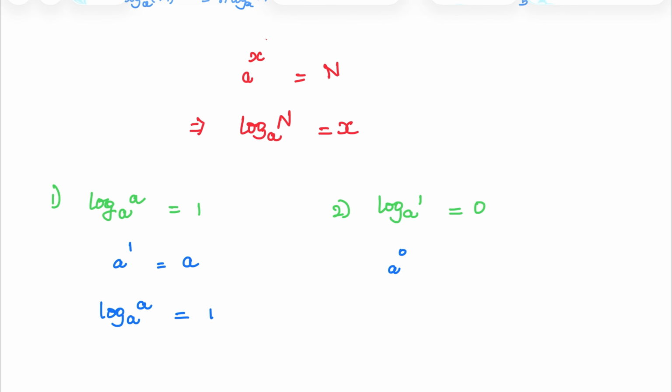Let a power of 0 equal 1. We already know this formula. If we convert this into a logarithm, log 1 base a equals 0.